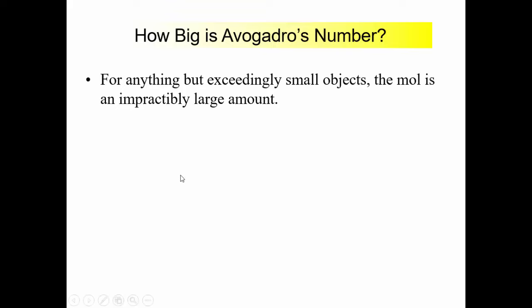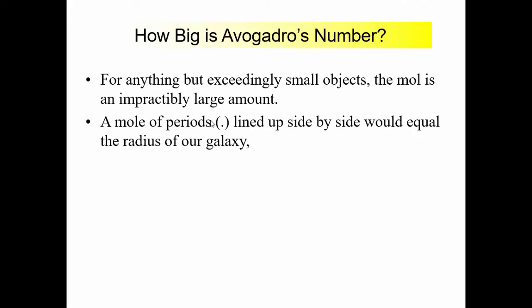So now let's look at some ways of seeing how big Avogadro's number actually is. We'll start by repeating the fact that for anything but exceedingly small things, the mole is an impracticably large amount. Imagine making a dot, or period, on a piece of paper just by pushing your pen or pencil against the paper. Reach down and make a dot. Then repeat that process, but put the second dot beside the first dot, so you're making a little line. Repeat so you have done it 3 times, with the third dot beside the first 2. Then do it 4 times, 5, 6, 7, 8, 9, 10 times. You are making a line of dots.